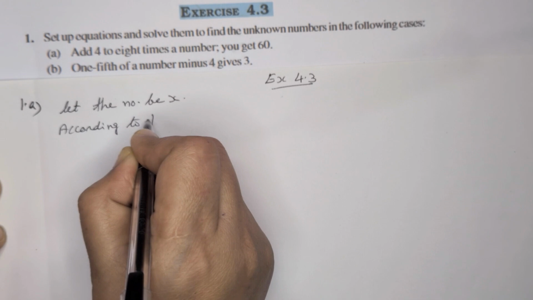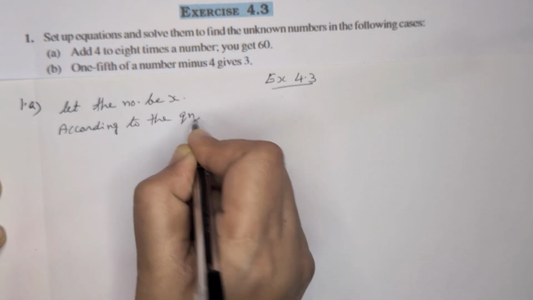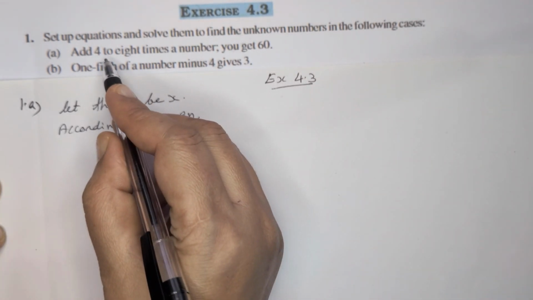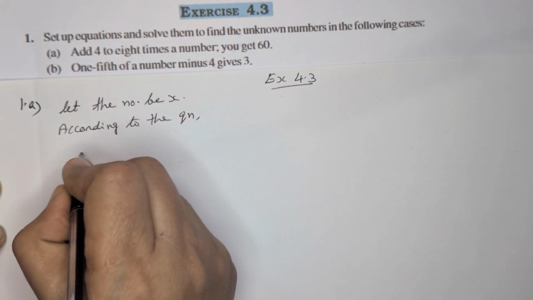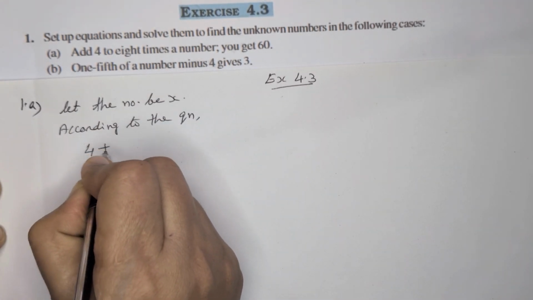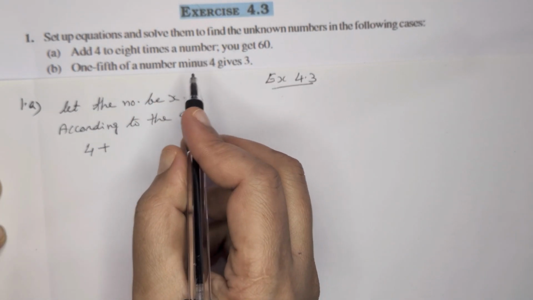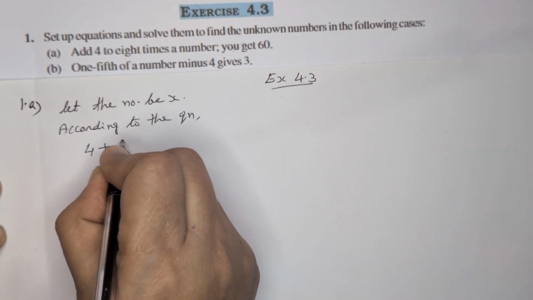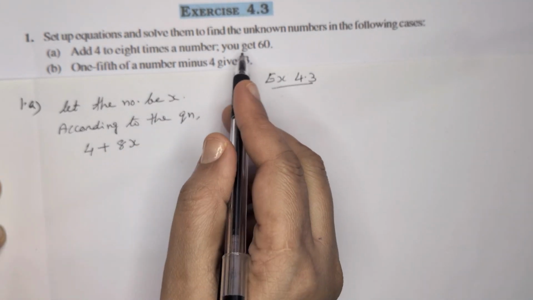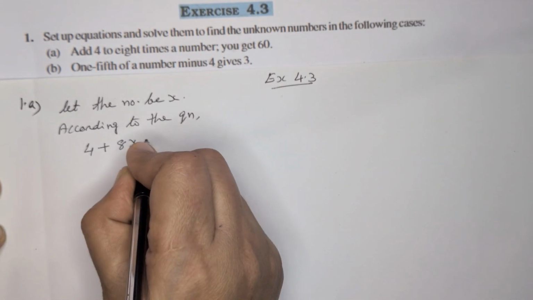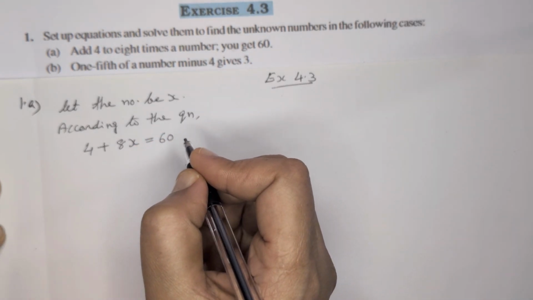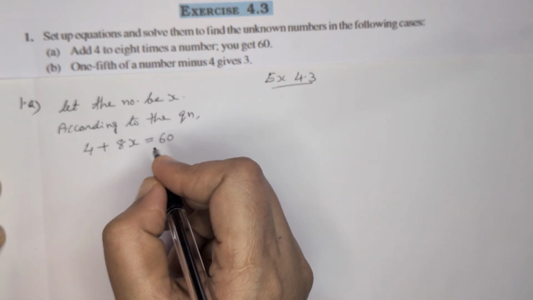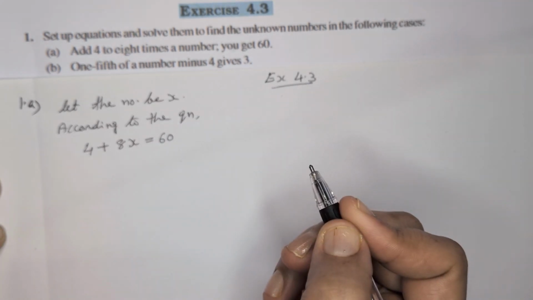Then according to the question, we can write add 4 to 8 times the number. That means 4 plus 8 times the number. Number is x. So 8x. You get 60, which means is equal to 60. 4 plus 8x is equal to 60. Then we have to solve and find the value of x.